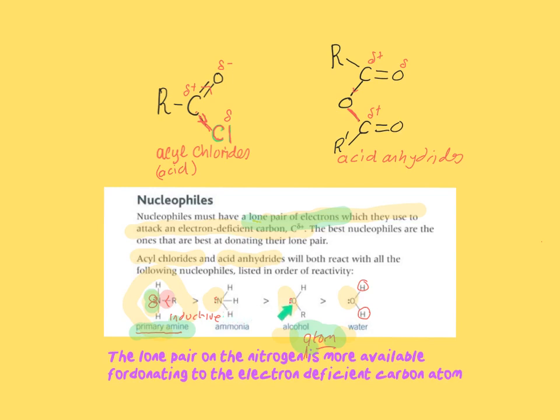Alcohols are even weaker nucleophiles. Even though you've got an alkyl group pushing electron density forward, oxygen's lone pair of electrons are not as available as the nitrogen's in ammonia. And an even weaker nucleophile than an alcohol is water because the hydrogens are low in electron density and therefore you've got a lower inductive effect. So this is important to remember: the lone pair on the atom of the nucleophile is more available for donating to the electron deficient carbon atom.